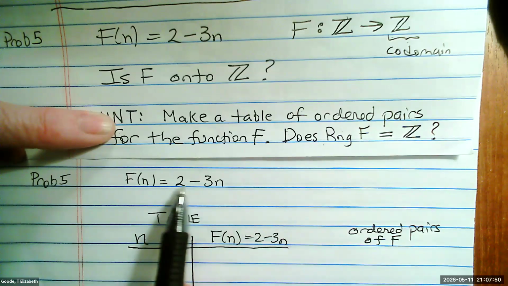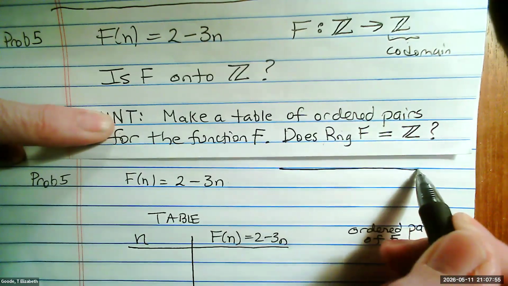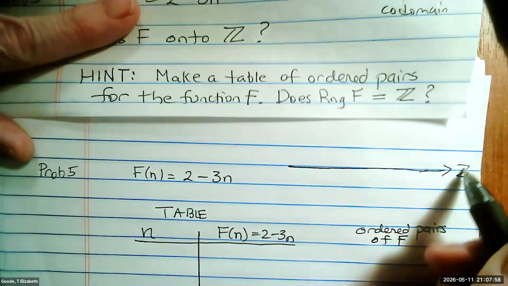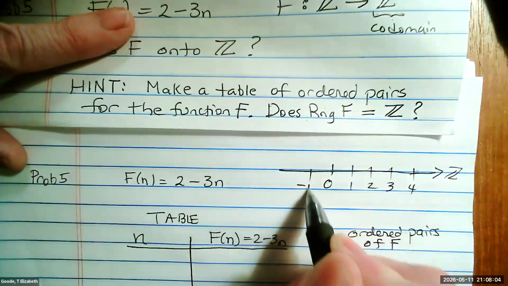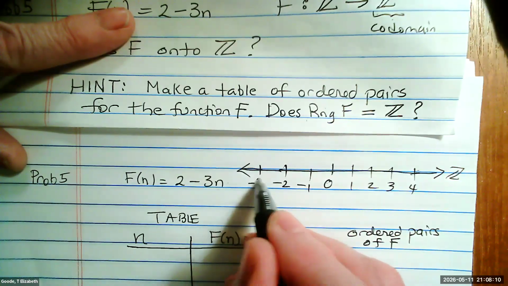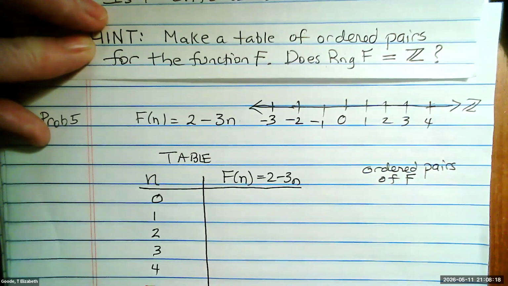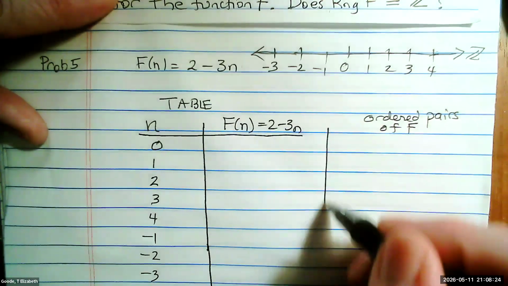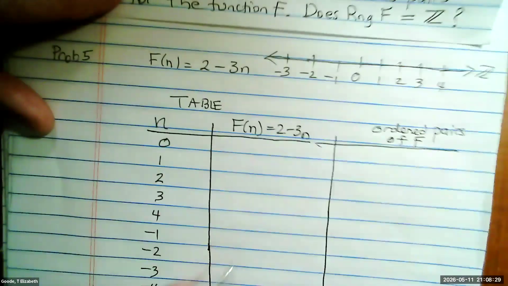Now, when we do this, let's pick easy numbers to plug in for n. We're talking about the integers, right? This is the domain. So, here's 0, 1, 2, 3, 4, -1. Don't go buck wild with like 99 and 157, and crazy numbers. Let's put in 0, 1, 2, 3, 4, -1, -2, -3, -4. We should be able to get a pretty good idea about the ordered pairs if we just look at those. Okay, so let's do this together.